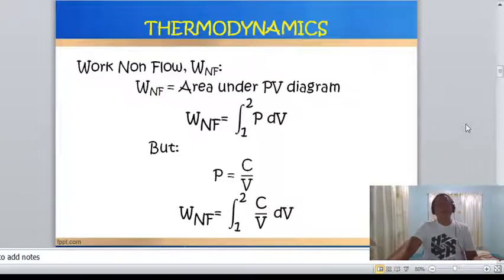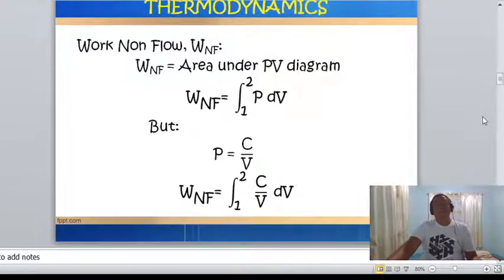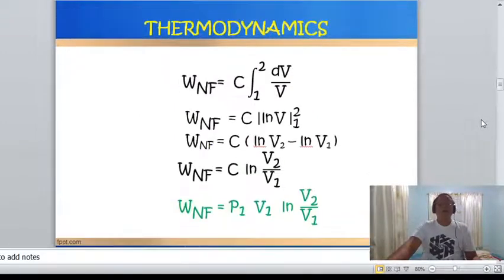Okay? So, therefore, putting now the constant outside the integral sign. Okay? So, bringing the constant outside the integral sign, the work non-flow is equal to C integral of dV over V, limit from 1 to 2. So, we know already that the integral of dV over V is equal to the natural logarithm, of course, of the volume of the higher volume to the lower value of the volume, to eliminate, of course, the negative value of the answer.